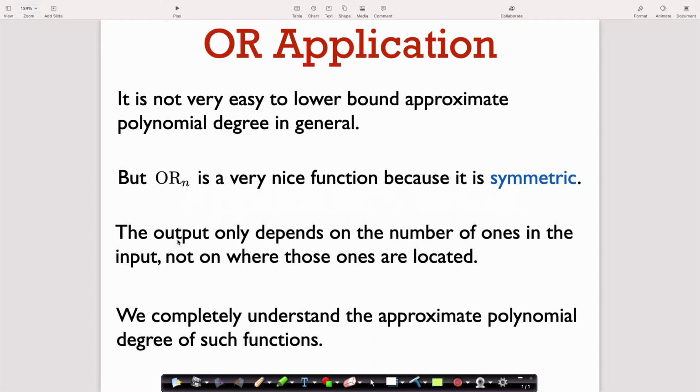But the OR function is very nice because it's an example of what's called a symmetric function. And what that means is that f of x only depends on the number of ones in x. So a function f is symmetric if f of x only depends on the number of ones in x and not the location of those ones. And that's certainly the case of the OR function. In the case of symmetric functions, we actually completely understand the approximate polynomial degree. So we have a characterization of the approximate polynomial degree of any symmetric function.